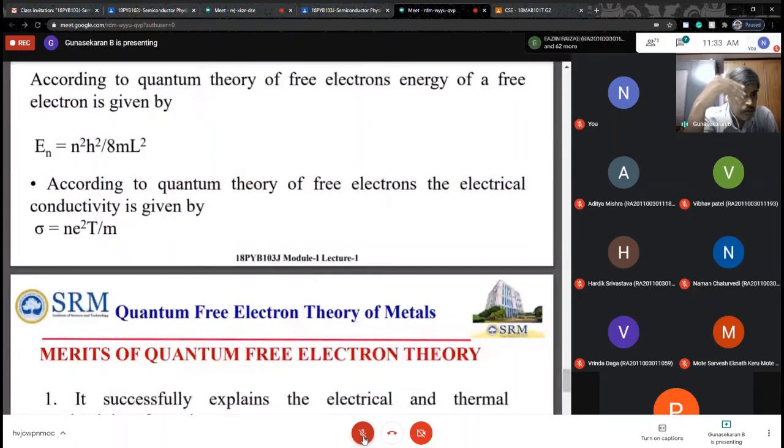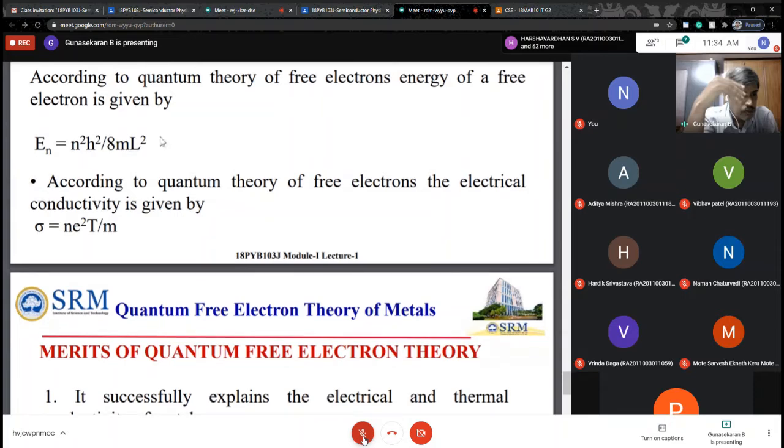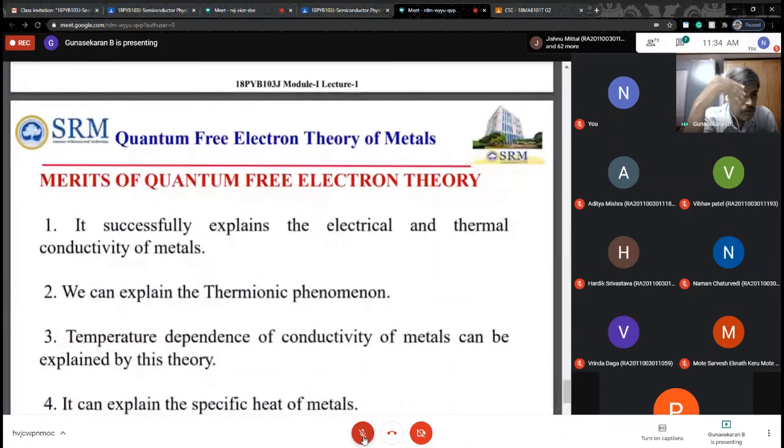This new expression shows that Sommerfeld's quantum free electron theory successfully explains all the drawbacks except those of the semiconductor and the insulator. It successfully explained the electrical and thermal conductivity of metals, though the semiconductor is slightly different, and it can explain thermionic phenomena also. The temperature dependence of conductivity is also clearly explained by this theory, and it also explained the specific heats of solids and metals, etc.